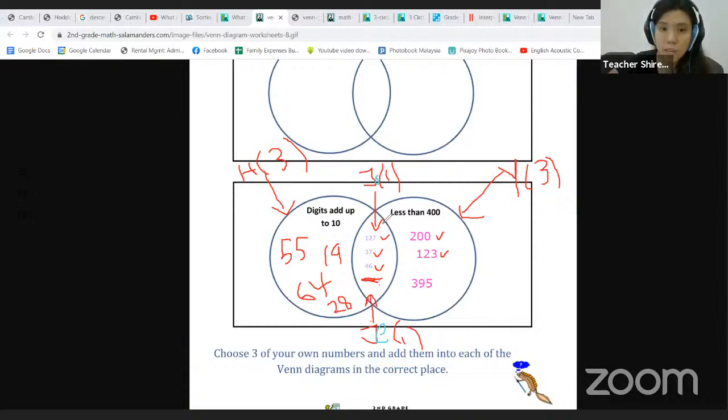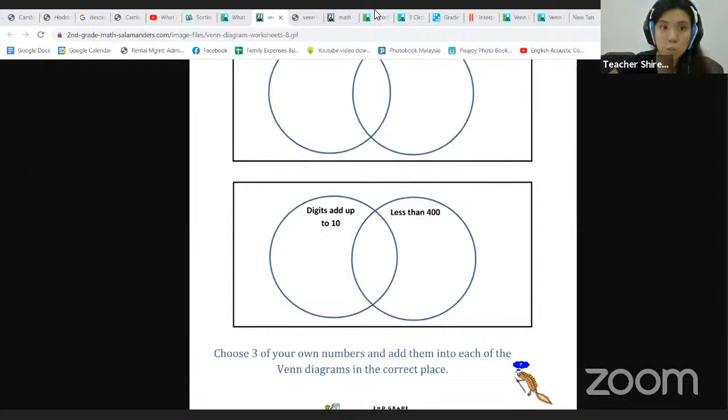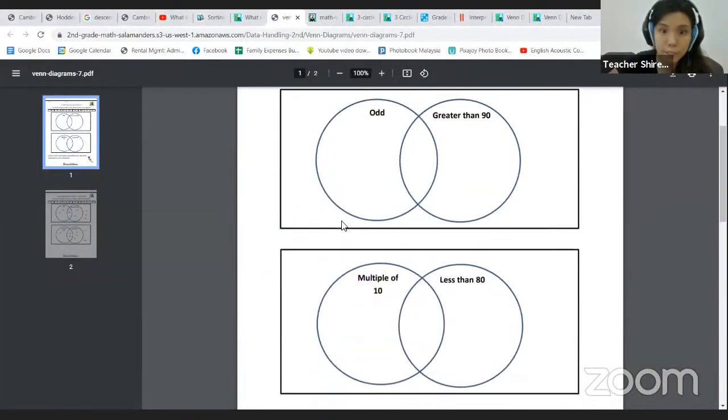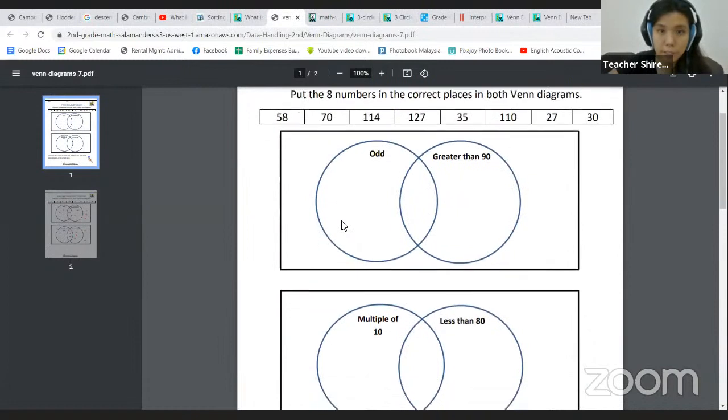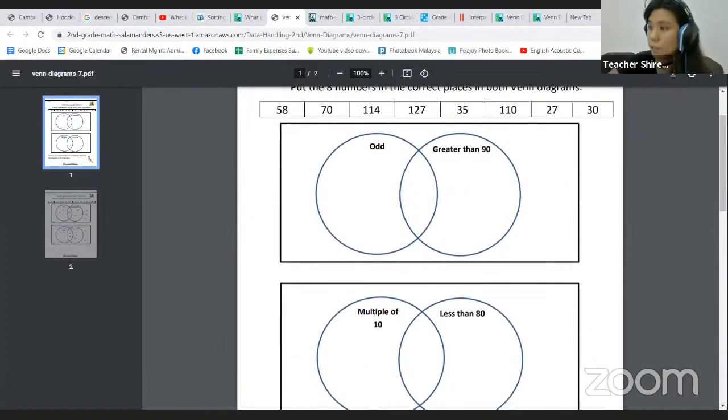Okay. So this column means that it fulfills this criteria as well as this criteria. Okay, so this will be your first homework. Okay, next, this one. Same thing. Now let's do the other way around.